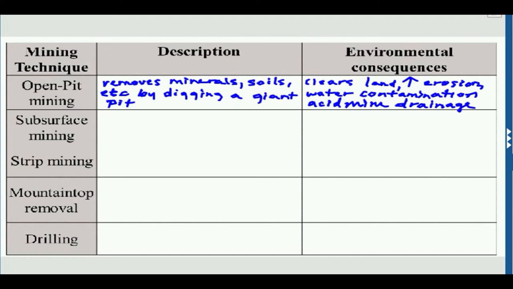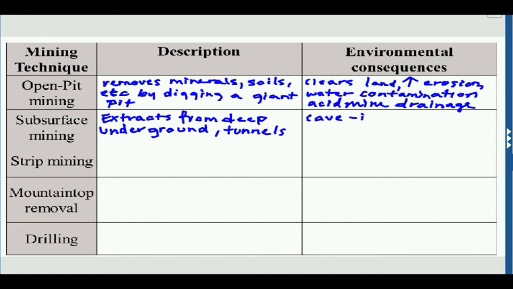Okay, subsurface mines extract from deep underground. Tunnels. If you've watched The Hunger Games, that's what Katniss's dad did. And Gale, I think, ended up working in the mines. Cave-ins, you can have explosions. The explosions would kill. Get black lung, and you don't make a lot. Which, okay, it's not really an environmental consequence, so let me take that out.